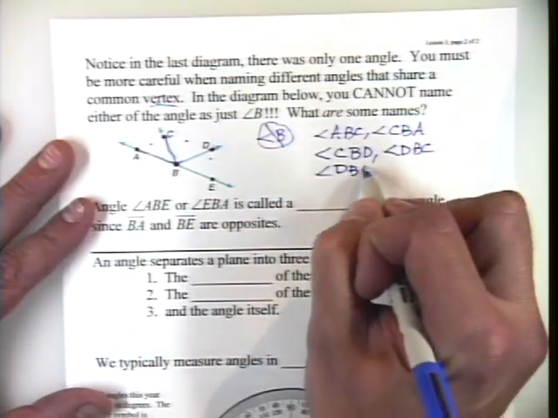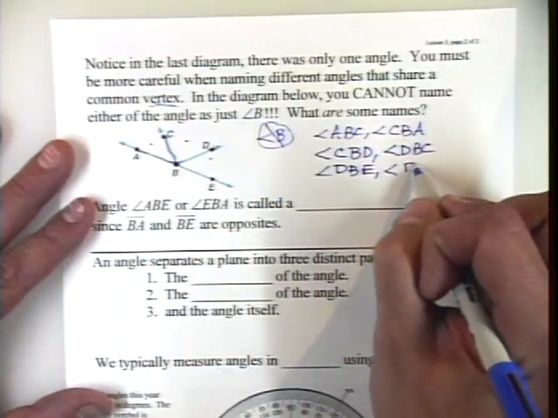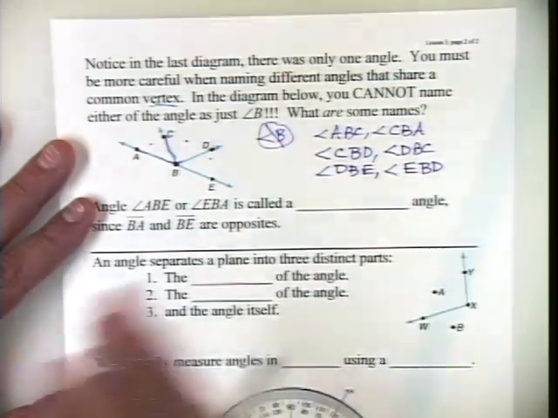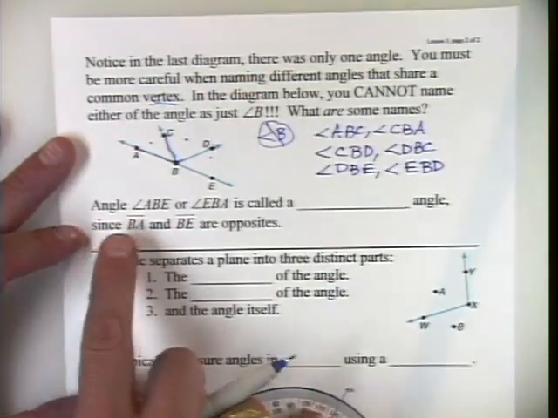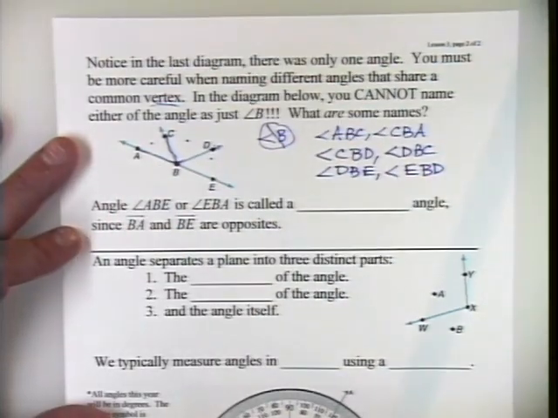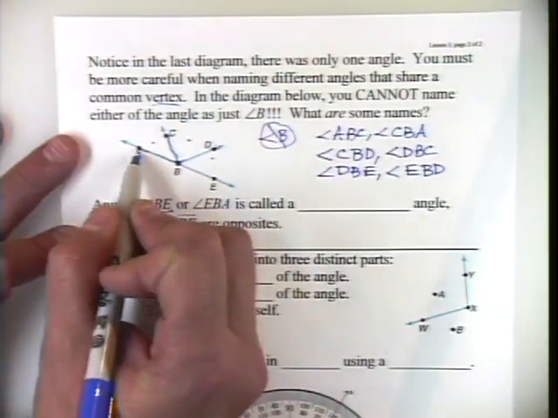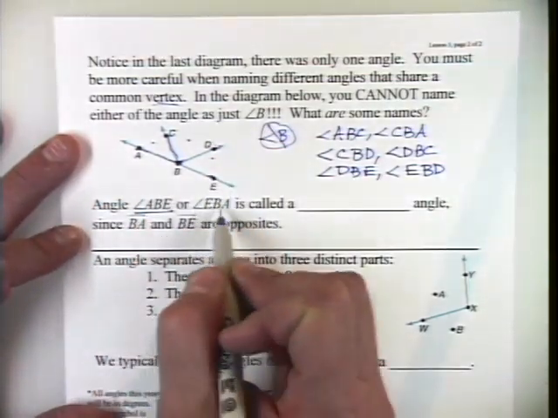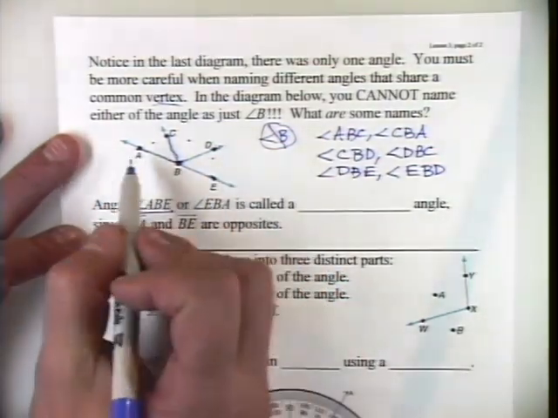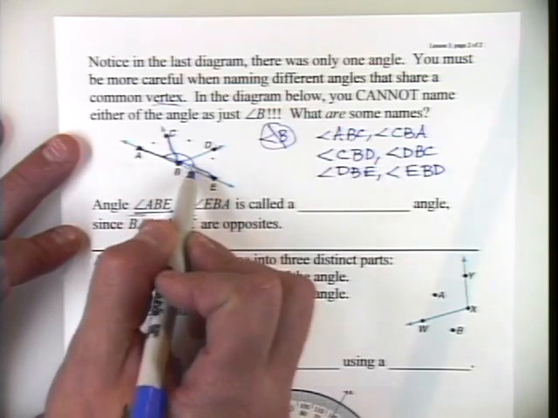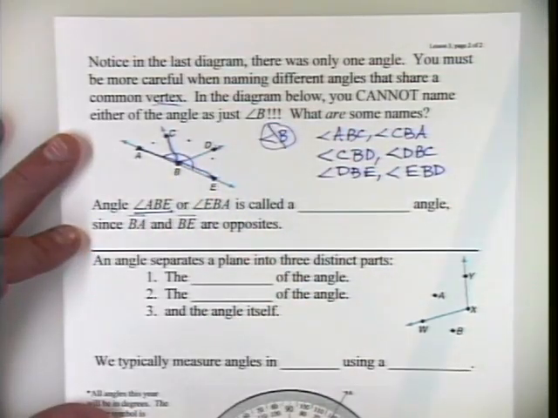Angle DBE, and that's equivalent to angle EBD. All right. Now, that might appear to be all the angles that you see here, but look at this. Angle ABE, which is the same as angle EBA, this is an actual angle here. And notice that it's formed by two opposite rays.